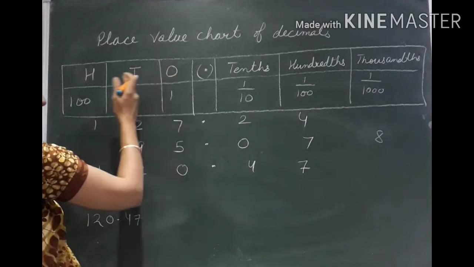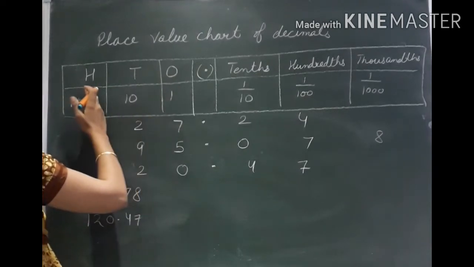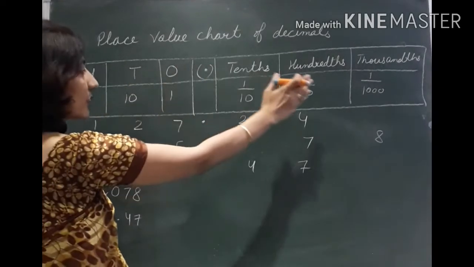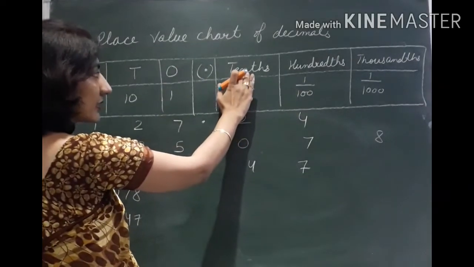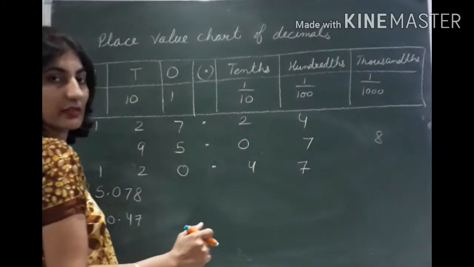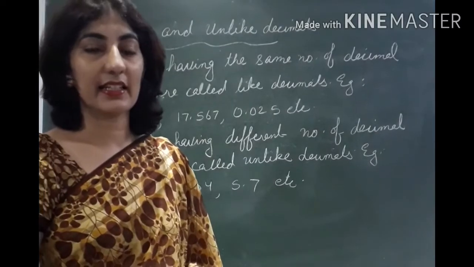On the left hand side of the decimal we have a whole number. It is ones, tens, hundreds. On the right hand side of the decimal the first place is tenths, then it is hundredths and then it is thousandths. Next is like and unlike decimals.